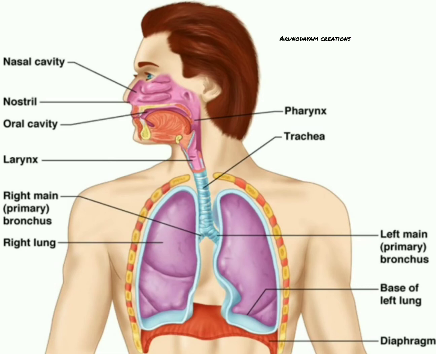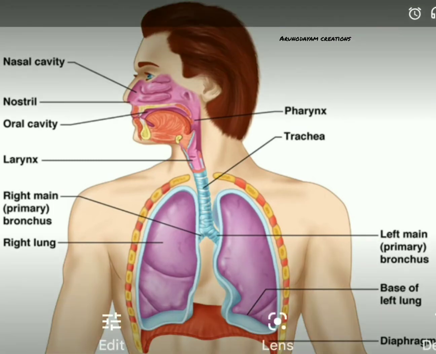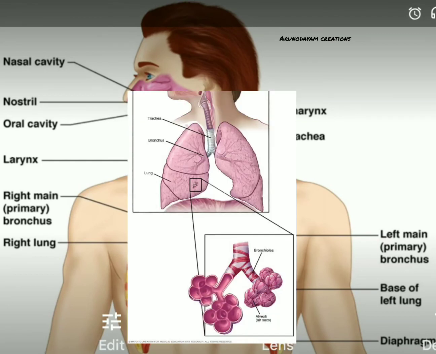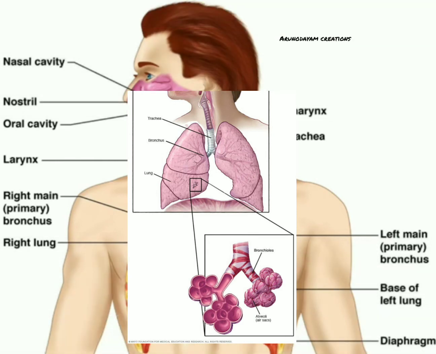bronchi will enter into 2 lungs. After entering into the lungs, these bronchi will divide into still smaller branches called bronchioles, and from these bronchioles the air enters into small airbag-like structures present in the lungs called alveoli. So lungs are made up of millions and millions of clusters of air sacs called alveoli. From these bronchioles the air enters into alveoli.